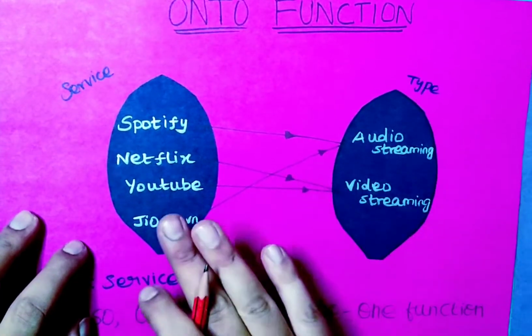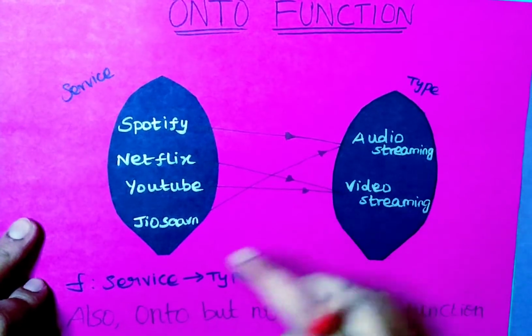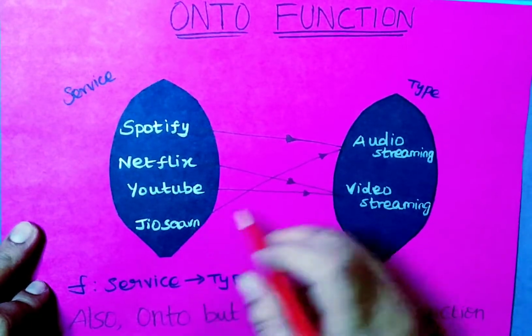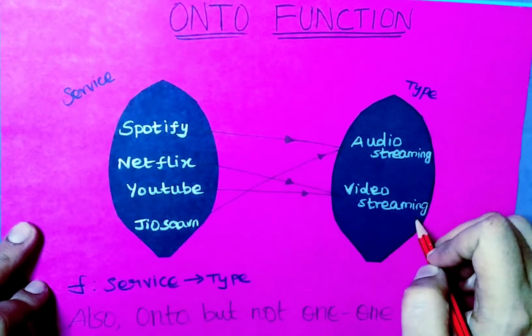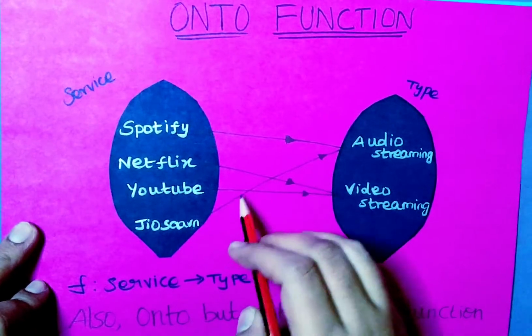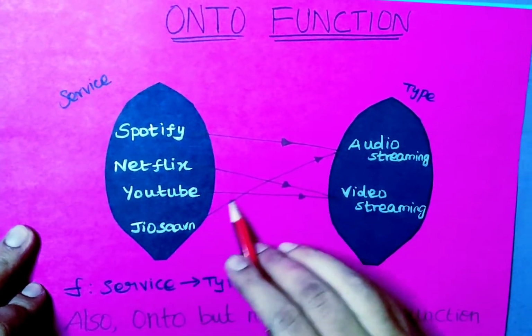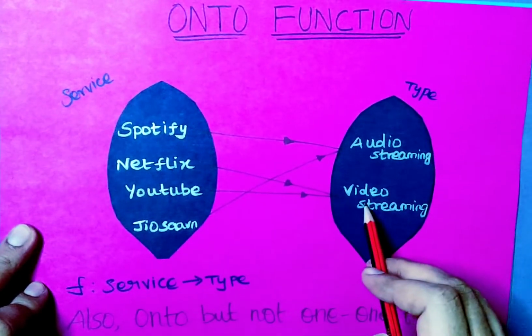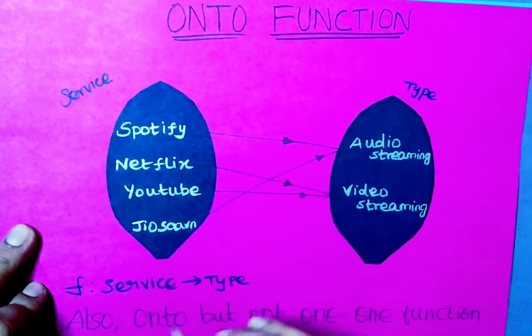For onto, we have two sets. The function is from service to the type. So service is Spotify, Netflix, YouTube, Jio7, and in type we have audio streaming and video streaming. Okay, so all the elements are mapped only once, so it is a function. And if you see, Spotify and Jio7 are audio streaming, isn't it? We listen to songs. Netflix and YouTube are video streaming. Okay, that is not our problem now.